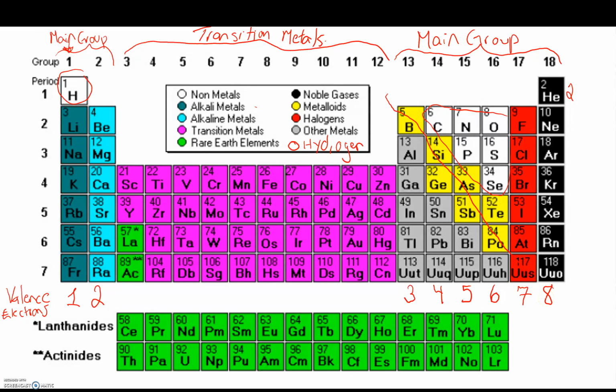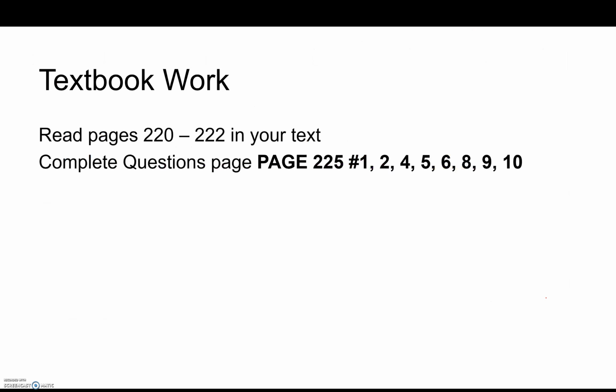All right, so once you're done coloring in your periodic table on your worksheet, you're going to be using your textbook as well as the internet to fill in the properties of those elements as well as a few examples. So please continue to fill that in. And when you're done, you're going to be reading again pages 220 to 222 in your textbook, which you've probably already done to complete that table. And you're going to finish questions number 1, 2, 4, 5, 6, 8, 9, 10 on page 225. All right, take care, everyone.